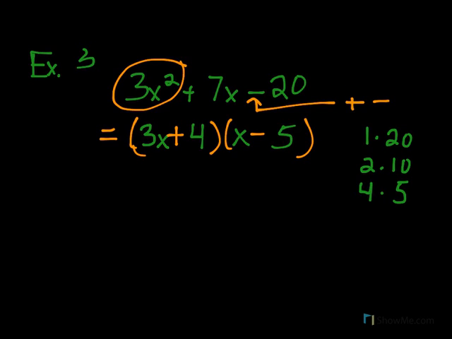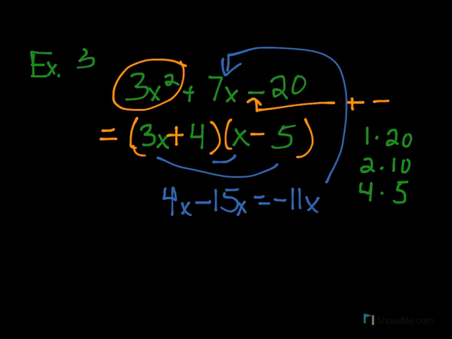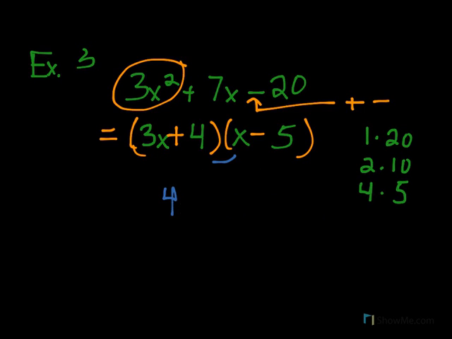So now I have to FOIL to double check that my answer is correct. So here we go. 4 times x is just 4x. And then 3x times negative 15 is negative 15x. I will have to subtract. So 4 minus 15, that's negative 11x. That is not positive 7x. So that is not my answer. So what I could do now is flip them. All right, I'm going to use 4 and 5, but I'm going to flip them. So this is going to be 5, this is going to be 4.